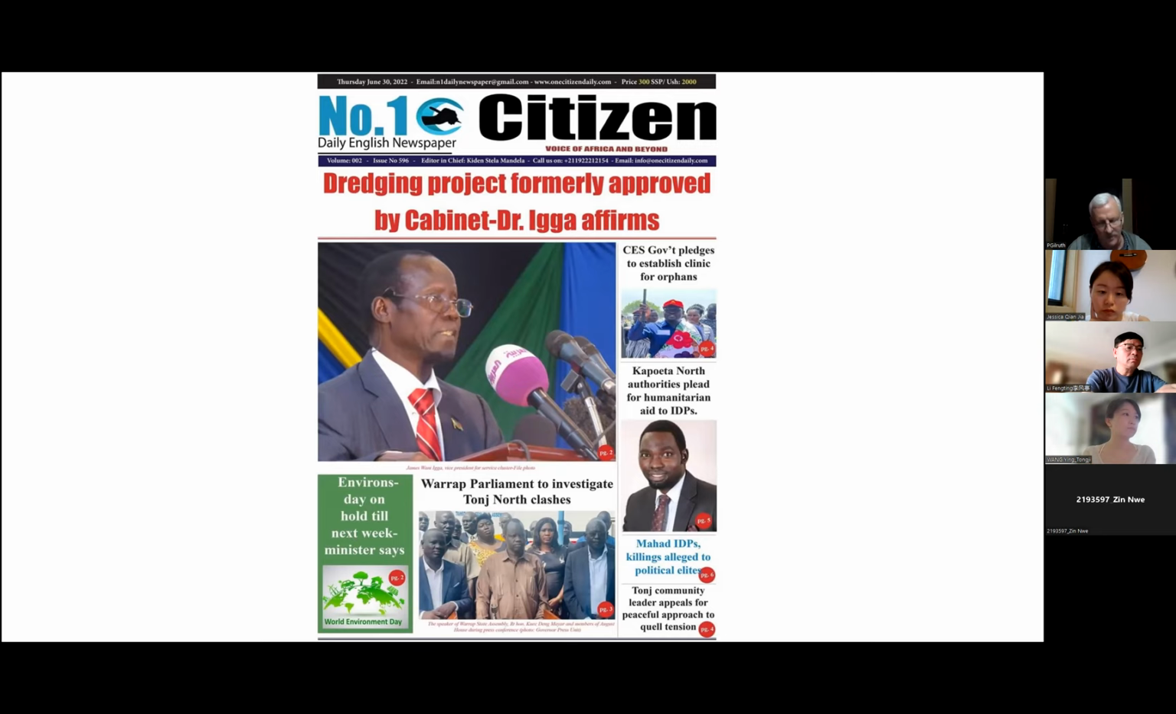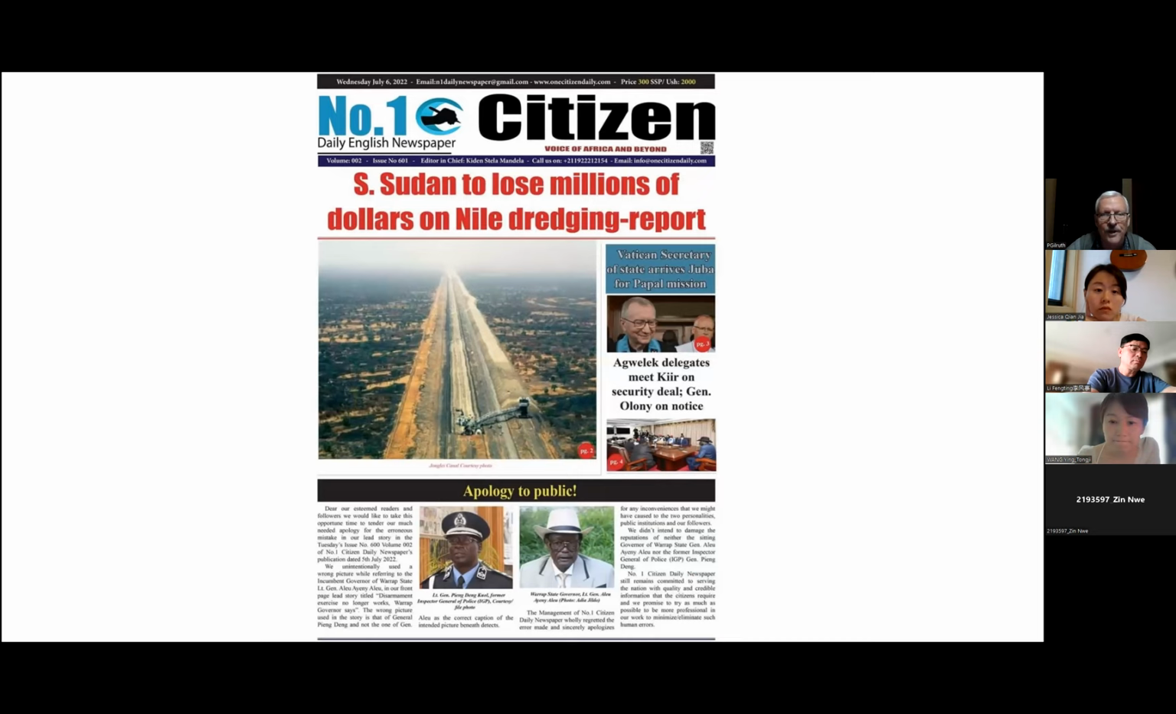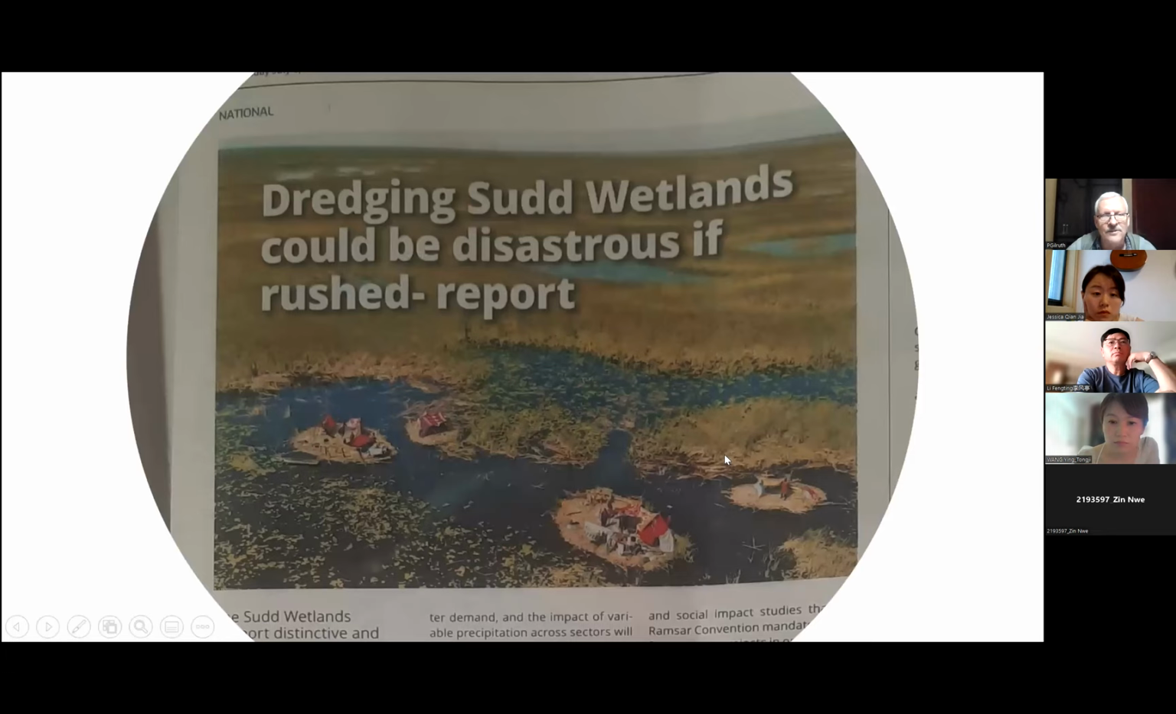A few days later, on the 6th of July, we see the same newspaper saying South Sudan to lose millions of dollars on a Nile dredging, and it quotes a report. This is July 6th of this month. We look at the next one, and this is also on July 6th. It says dredging Sudd wetlands could be disastrous if rushed. This is the UNEP report that is the focus of today's discussion.